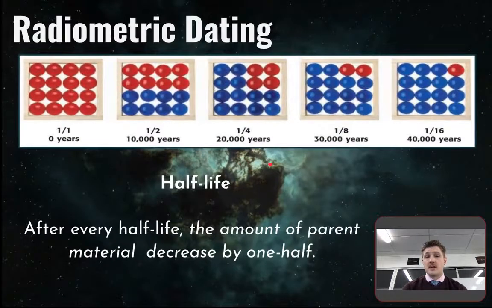Now, you would have noticed something in that graph, and that is that with radiometric dating, which determines the absolute age of a sample based on the ratio of parent material to daughter material, you would have seen that it has a very specific pattern, which is highlighted in this diagram as well.